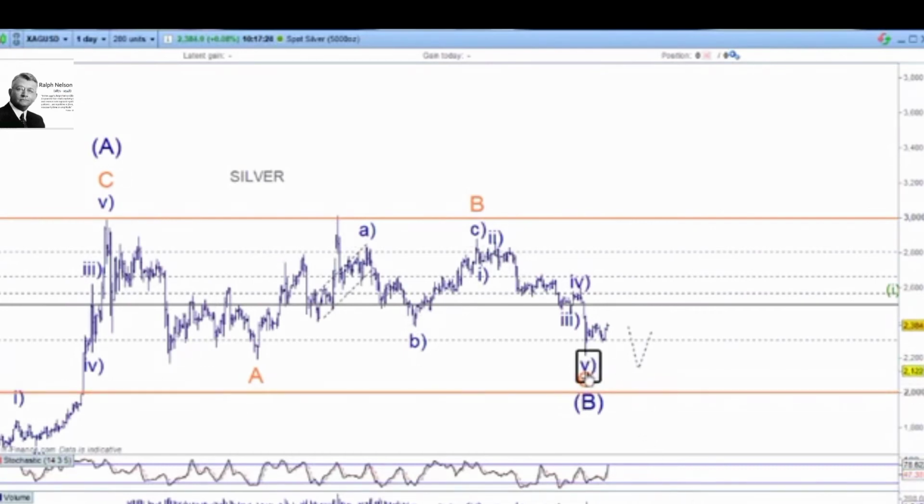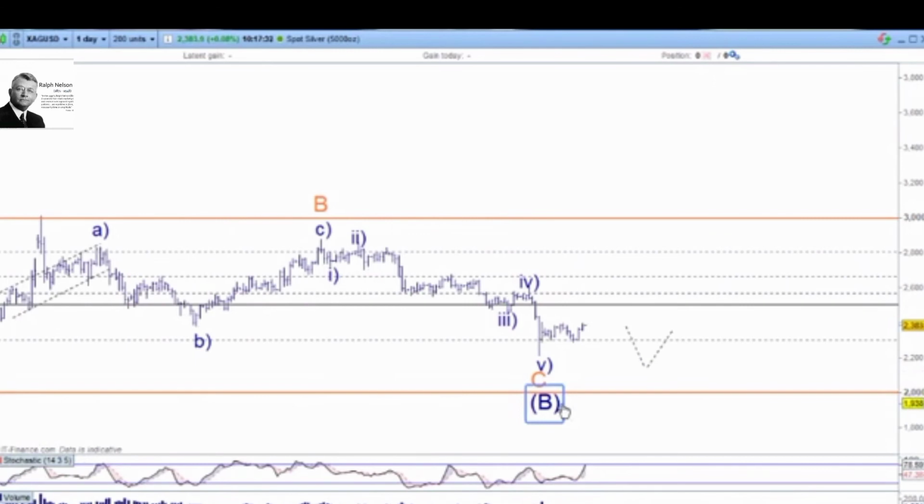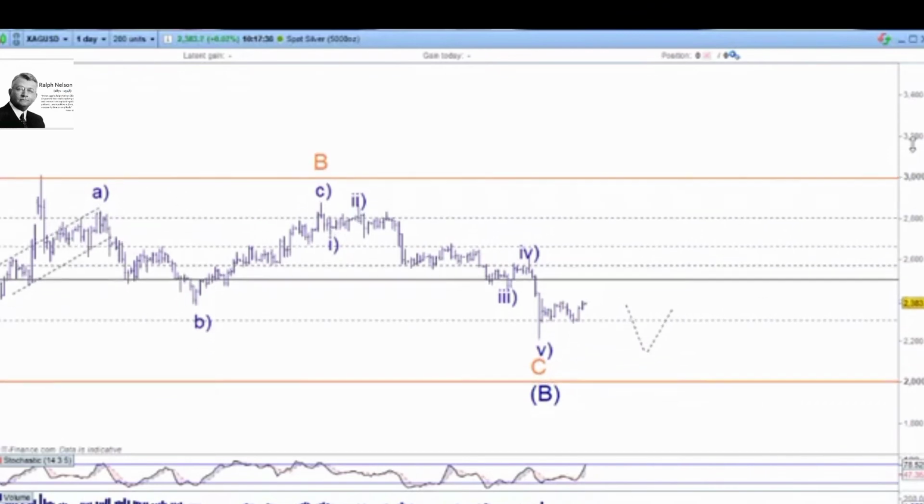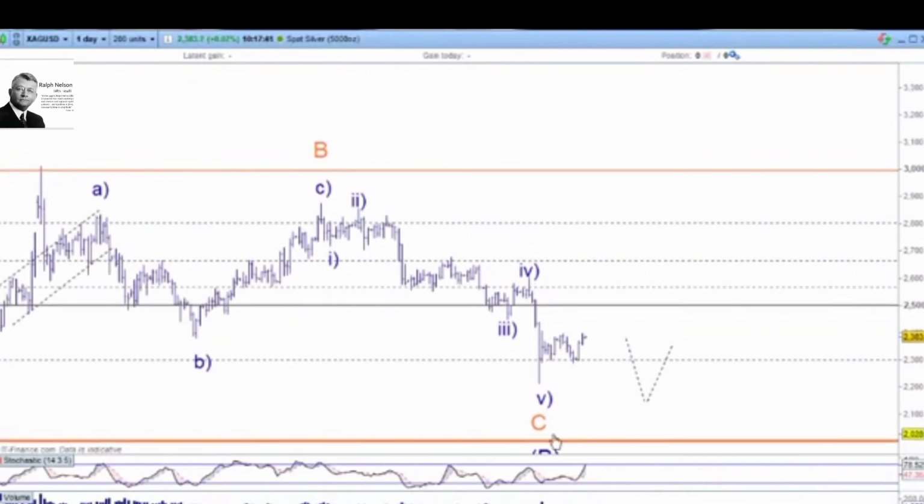possible low in here as well, but I'm not really seeing an impulse wave up here as yet. So it's still open to another move down. So we just need to be a little bit careful about silver.